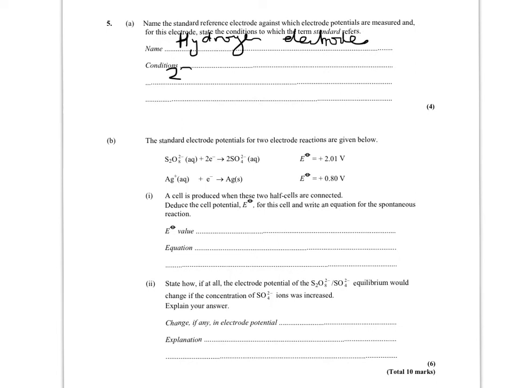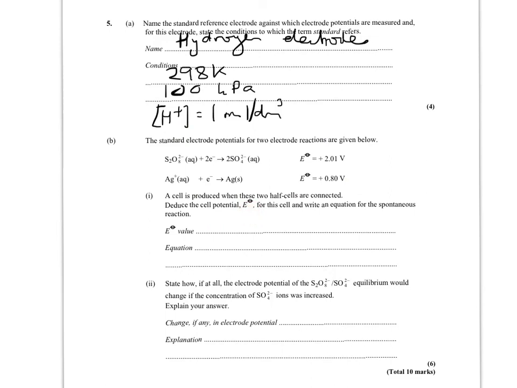So the conditions are temperature, which is 298 Kelvin, pressure, which is 100 kilopascals, and then concentration of acid. So the concentration of acid, or concentration of H+ ions, has to be 1 mole per dm cubed. So you could say using 1 mole per dm cubed of HCl, or you could say half a mole per dm cubed of H2SO4.